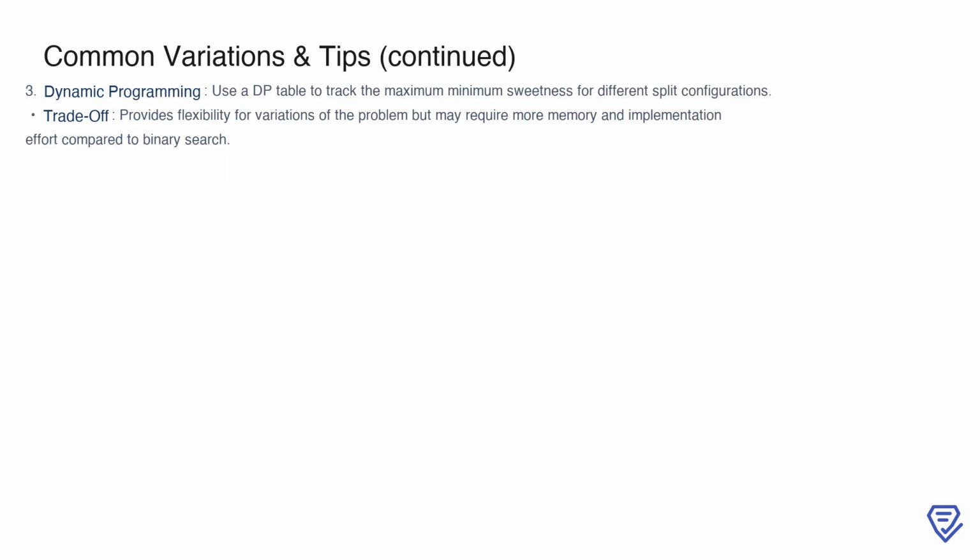Another approach to solving this problem is dynamic programming. With this method, you use a DP table to track the maximum minimum sweetness for different split configurations. This approach offers flexibility, making it easier to adapt to problem variations or additional constraints. However, it comes with its own trade-offs. Dynamic programming often requires more memory and can involve a higher implementation effort compared to binary search. While it may not always be the most efficient option, it's worth considering for scenarios where the problem's requirements align well with dynamic programming strengths.